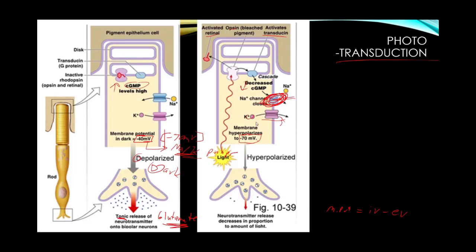Now, when the hyperpolarization occurs, you have a decrease in glutamate release. And it's actually this inhibition, or the decrease of glutamate release, that allows for the full phototransduction to occur.